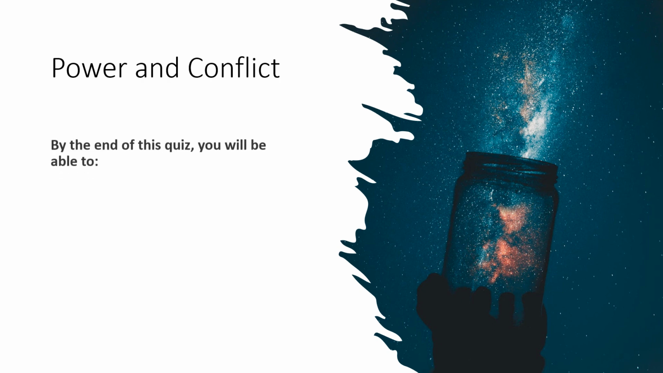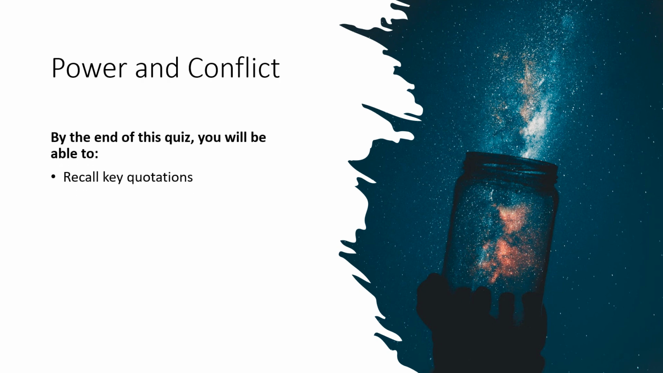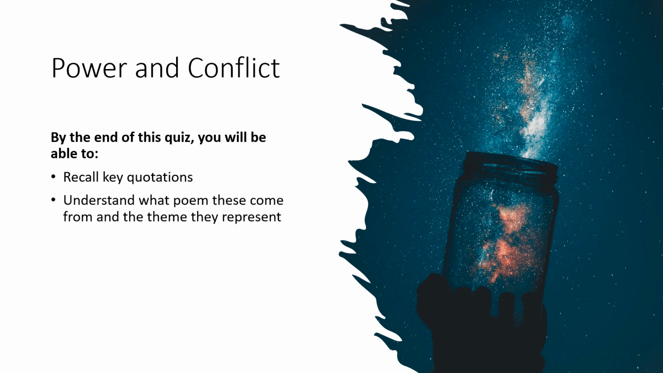By the end of this video you'll be able to recall some of the key quotations across all 14 poems within the anthology, understand what poems these come from and the themes that they represent, and then the final one, assess your understanding and plan the next steps in learning.